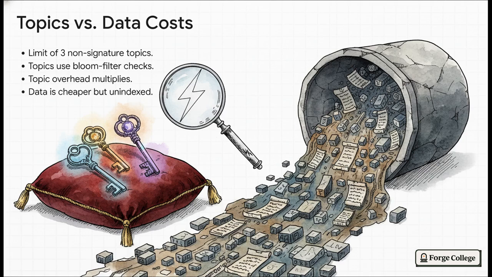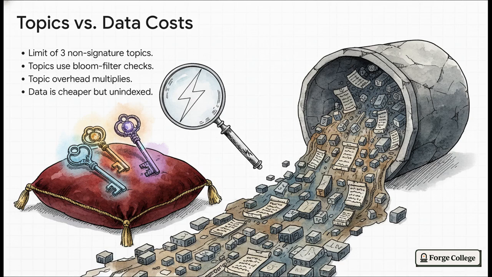First off, you have a hard limit. You can only have 3 non-signature indexed topics per event. That's it. Second, every single time you create a log, you pay a base overhead just for those topics. So if you emit an event in a loop 10,000 times, that topic overhead multiplies 10,000 times. On the flip side, the unindexed data portion of your event is significantly cheaper to store on-chain. It can hold a ton of information, but the trade-off is that it can't be quickly searched by your nodes.